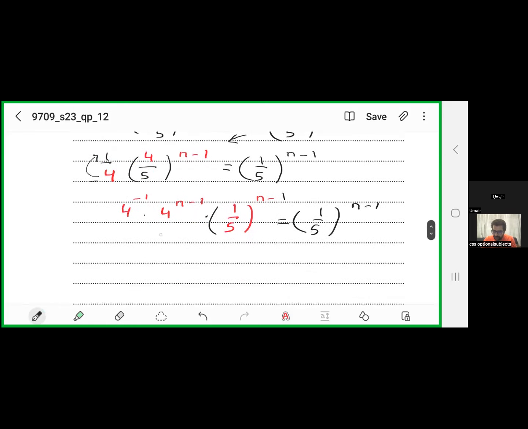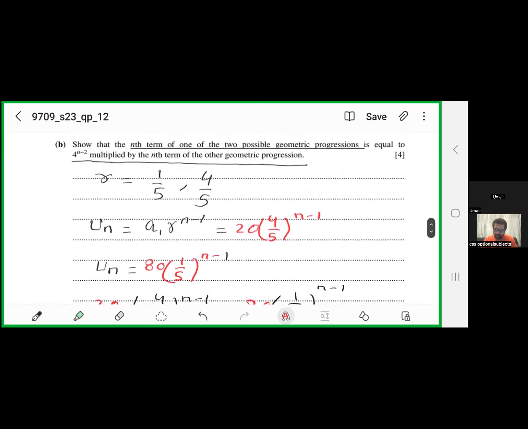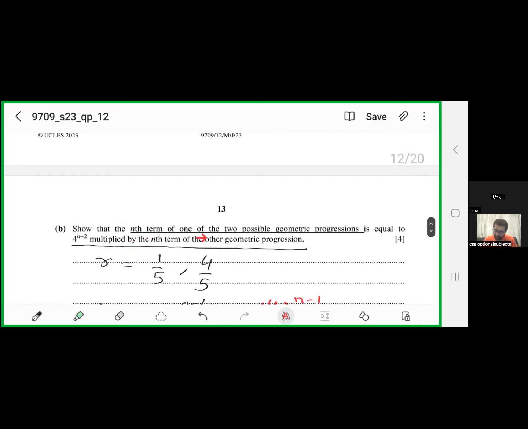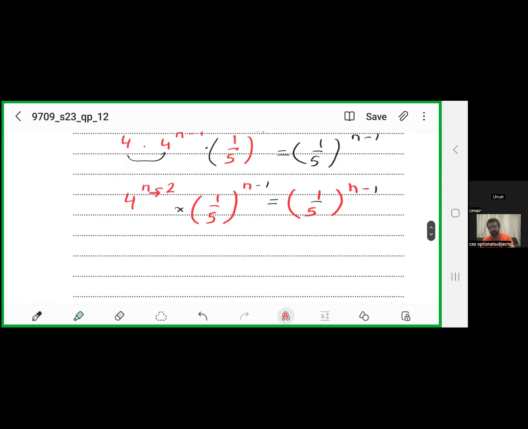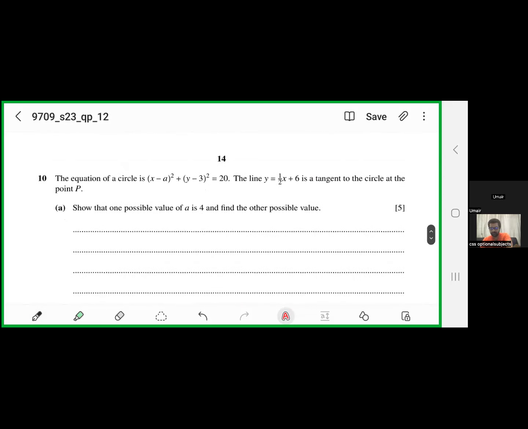So if we see, combining these two will give you 4 power n minus 2. So 4 power n minus 2 into 1 over 5 power n minus 1 is equal to 1 over 5 power n minus 1. So you see, we have proven that 4 power n minus 2 multiplied by nth term of one is equal to nth term of the other. This was what was expected. The nth term of one of the two possible geometric progressions is equal to 4 power n minus 2 multiplied by the nth term of the other. So this is nth term of one equal to 4 power n minus 2 into nth term of the other. This is how you can solve this question.